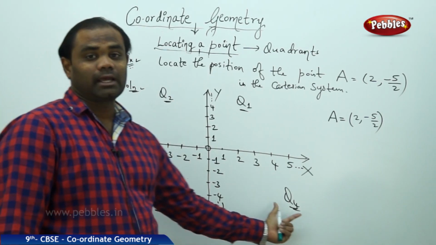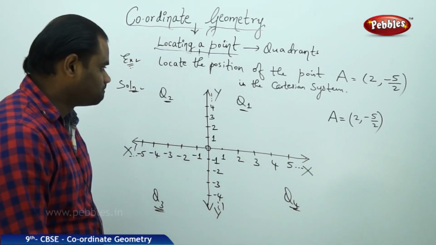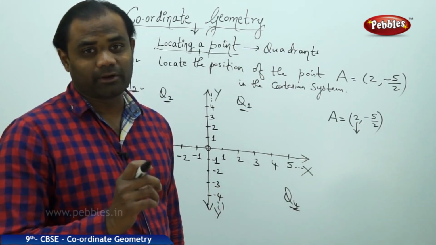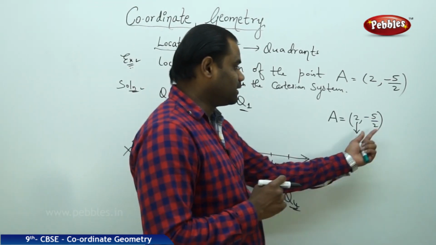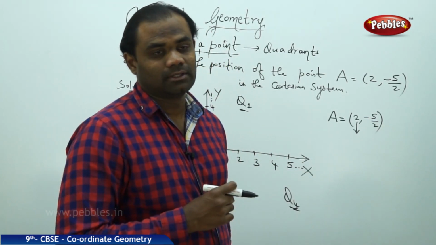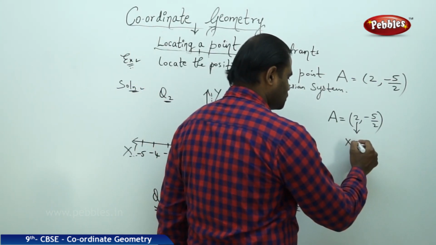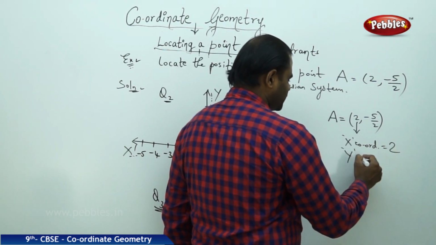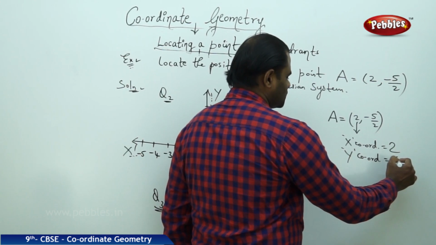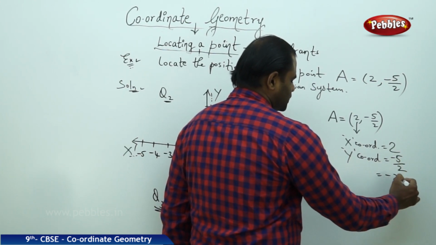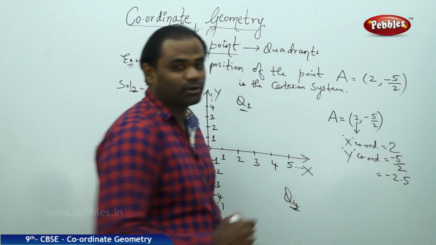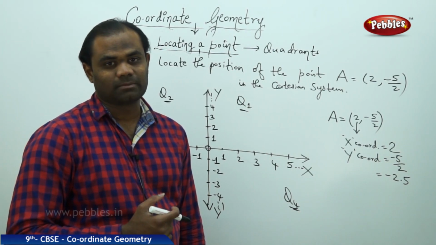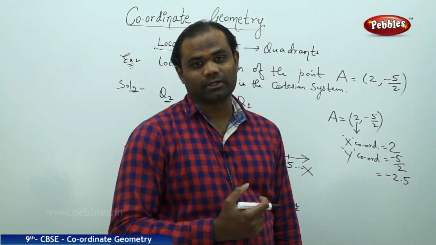Q2, Q3 and Q4. Now with this, we also know that the first value of the given point refers to the x coordinate and the second value refers to the y coordinate. So here my x coordinate is 2 and my y coordinate is minus 5 by 2, which in decimal form is negative 2.5. Converting to the decimal form, minus 2.5 is my y coordinate, 2 is my x coordinate.